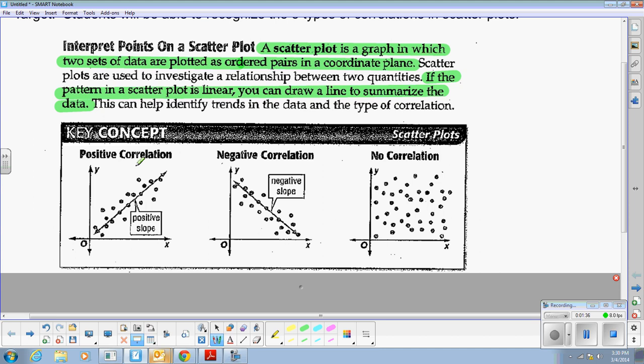But you have three types. A positive correlation, where the dots go up from left to right. A negative correlation, where if I drew in that line, it goes down from left to right. And then no correlation. This one just looks like a big old scatter. That's why it's called a scatter plot. Things are just scattered all over the place. There is no correlation to it. There is nothing that looks like it's going up and nothing that looks like it's going down.